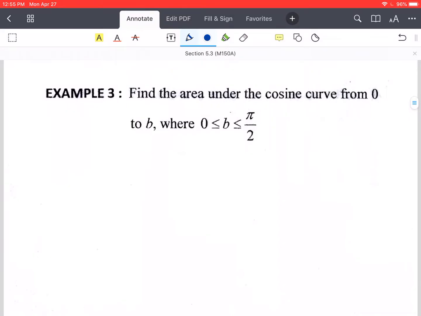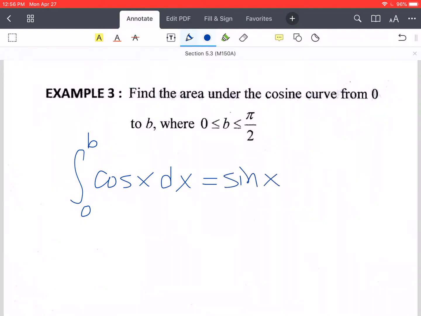So find the area under the cosine curve from 0 to b, where b is between 0 and pi over 2. So in this case, area under the curve, so that's the integral, under cosine, so cosine of x dx, from 0 to b, and b is going between 0 and pi over 2. So let's go ahead and take an antiderivative. So the antiderivative of cosine is sine, right? Because the derivative of sine is cosine. So that's sine of x evaluated from 0 to b.